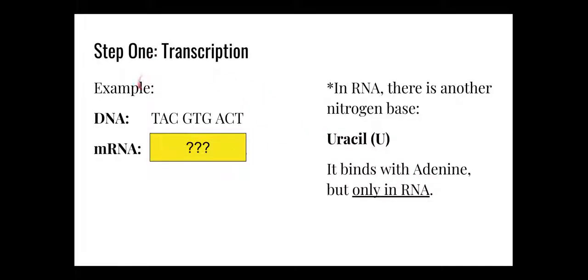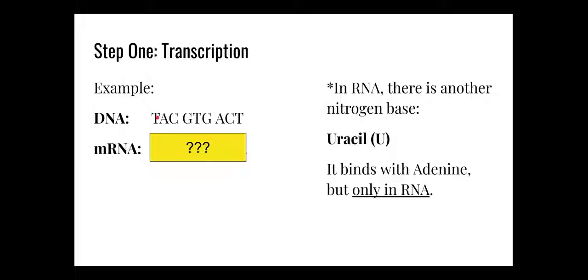So as we transcribe, we're not going to just automatically change T to U, A to A. We want to make a complementary version of this original DNA strand. What I mean by complementary strand is I'm looking for the bases that would bind with this base. So the complementary base of a T is an A. So our first letter of our mRNA code should be the letter A.